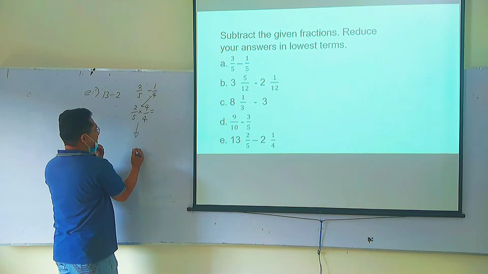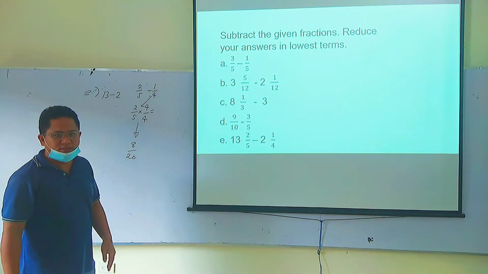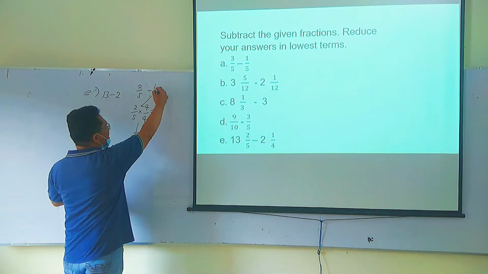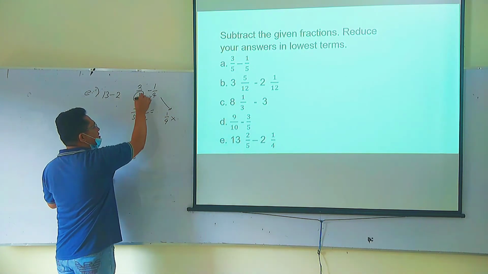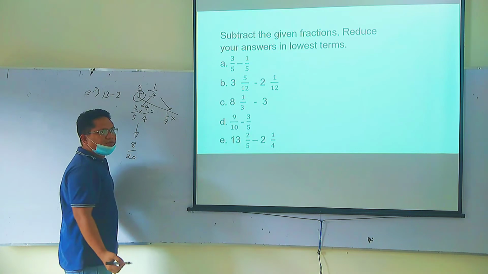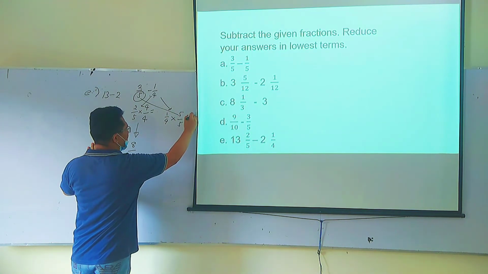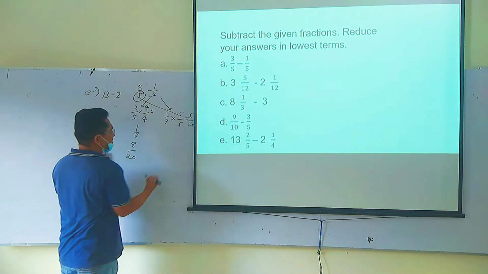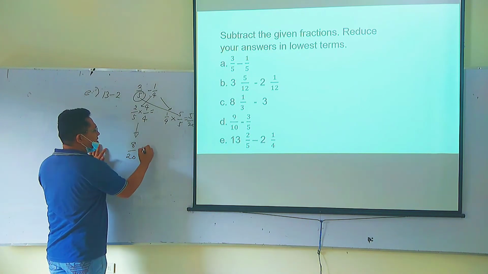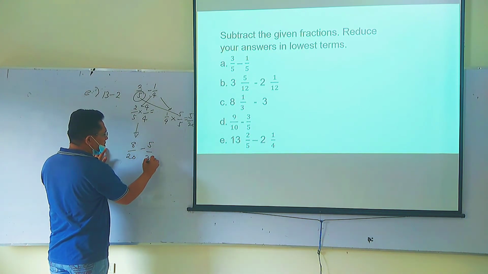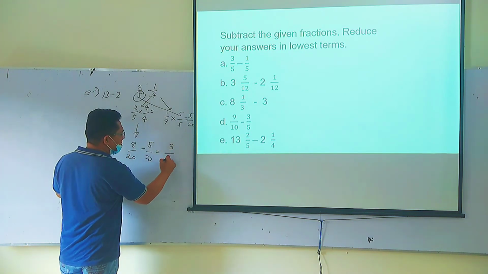So you have 8 over 20 for the first term. Then the second term will be multiplied too. So it's 1/4 times the denominator of the first term, 5 over 5. So you will have 5 over 20. So your fractions now are similar: 8 over 20 minus 5 over 20. So you have now 3 over 20.